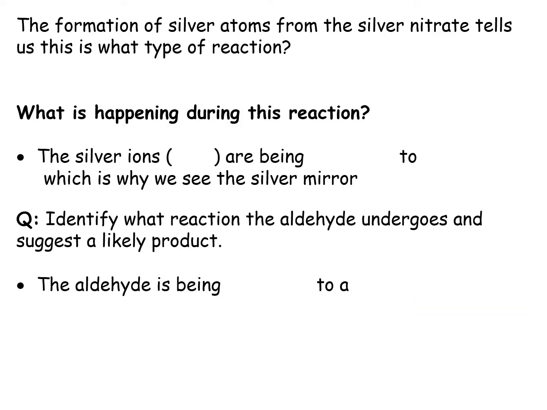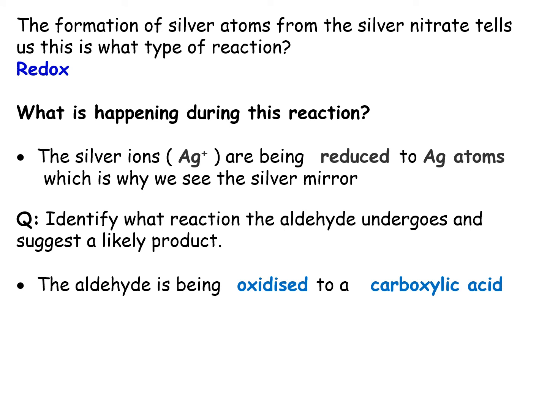So just to get this in the notes then, the formation of silver atoms from the silver nitrate tells us that this is a redox reaction. And what's happening during this reaction? Well, our silver ions are being reduced to silver atoms, which is why we see the silver mirror. So the question here, identify what reaction the aldehyde undergoes and suggest a likely product. Well, if the silver ion is being reduced, the aldehyde must be being oxidized, and we know when it's oxidized it turns into a carboxylic acid.